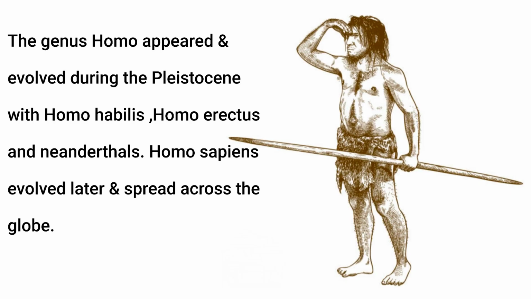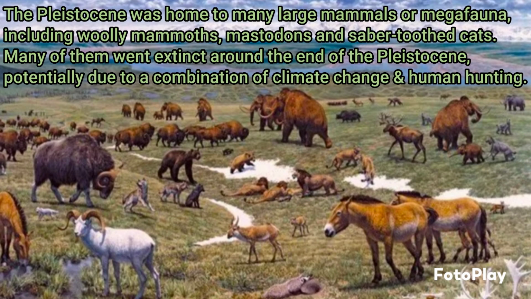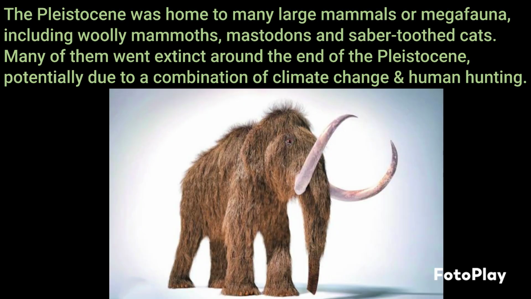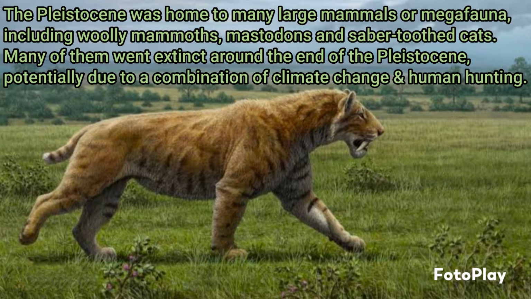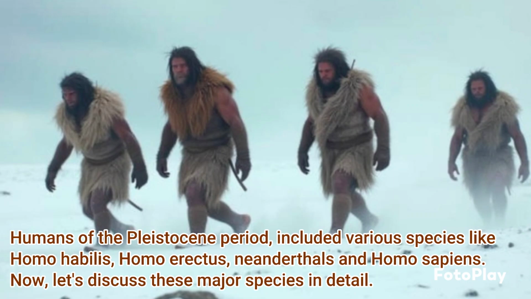The genus Homo appeared and evolved during the Pleistocene with Homo habilis, Homo erectus, and Neanderthals. Homo sapiens evolved later and spread across the globe. The Pleistocene was home to many large mammals or megafauna, including woolly mammoths, mastodons, and saber-toothed cats. Many of them went extinct around the end of the Pleistocene, potentially due to a combination of climate change and human hunting. Humans of the Pleistocene period included various species like Homo habilis, Homo erectus, Neanderthals, and Homo sapiens. Now, let's discuss these major species in detail.